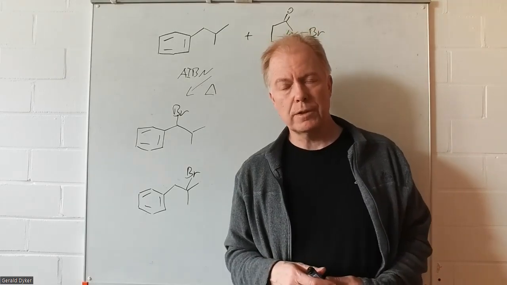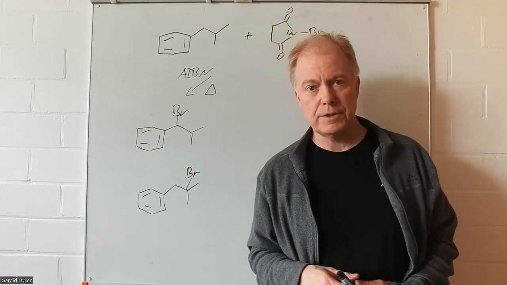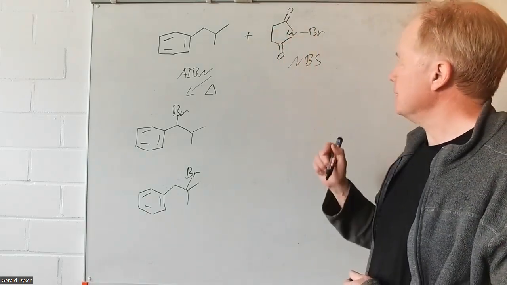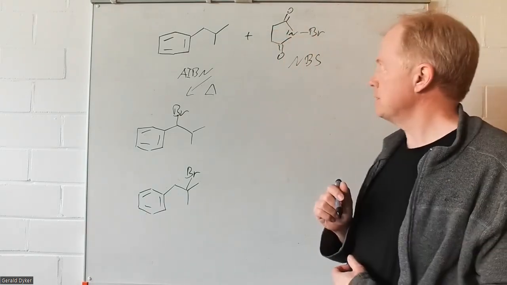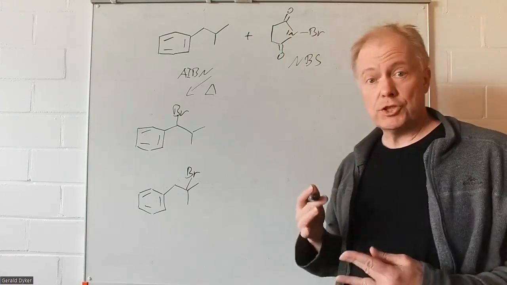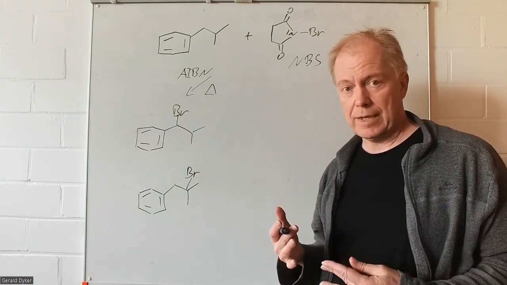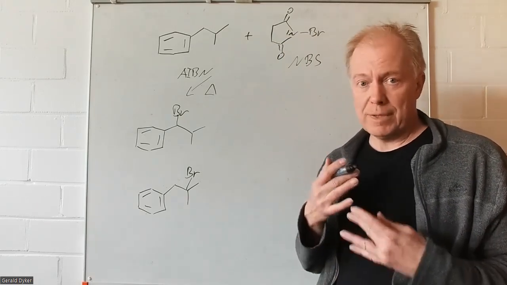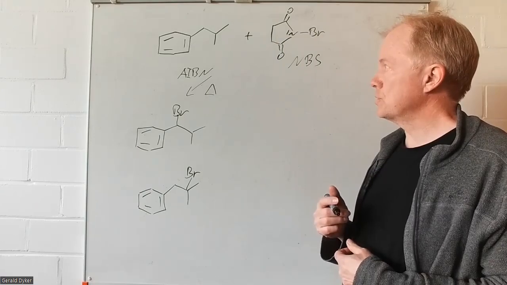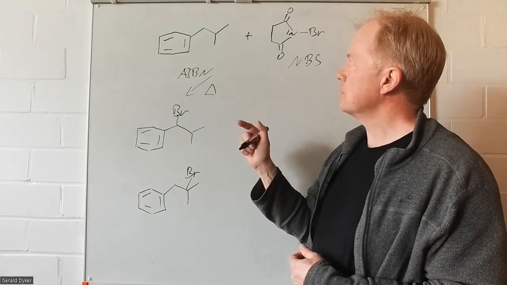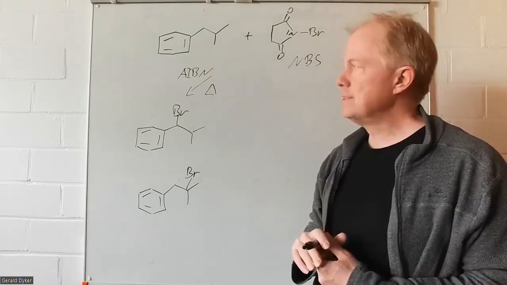Today's tutorial is about the selectivity of the bromination with NBS, N-bromosuccinimide. This is much easier to handle and much safer to handle compared to elemental bromine, of course. And as a substrate, we will choose this isobutyl benzene.